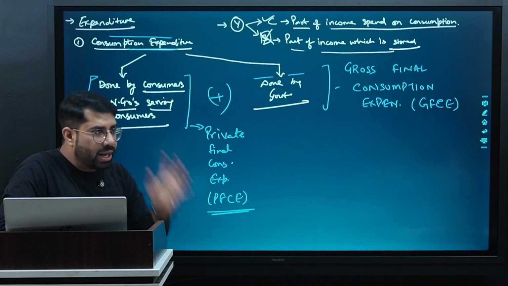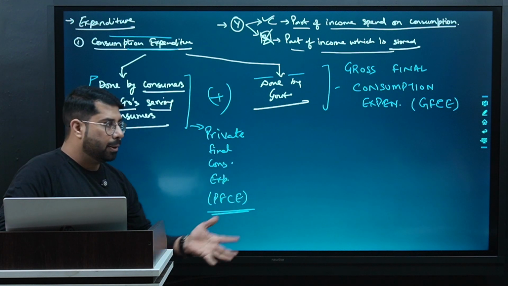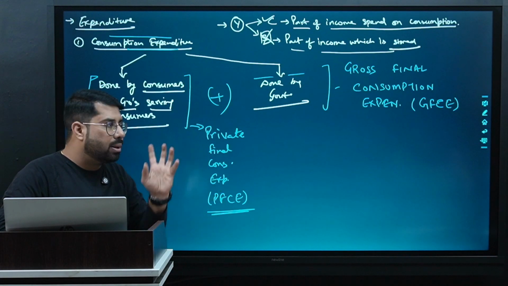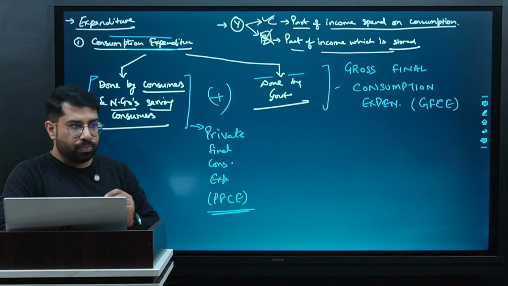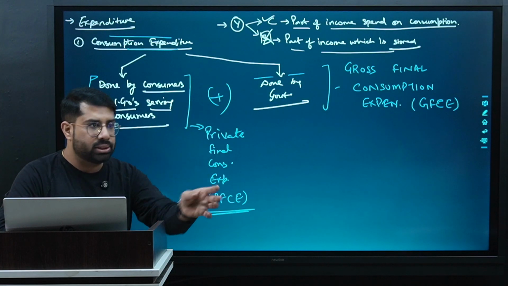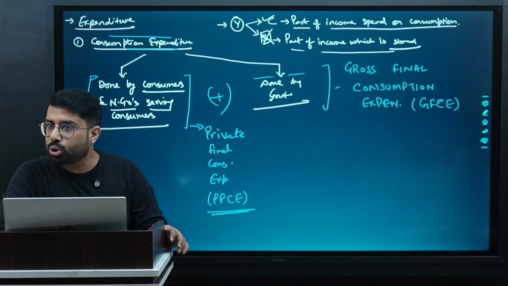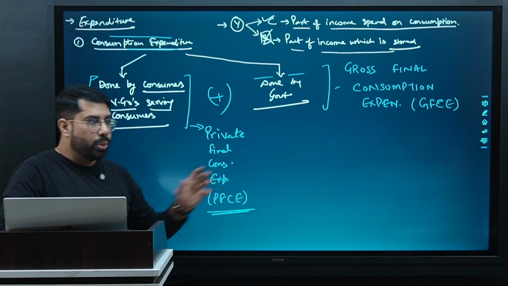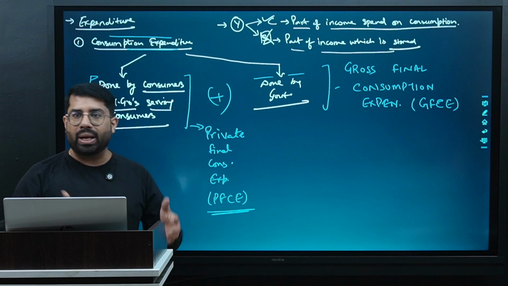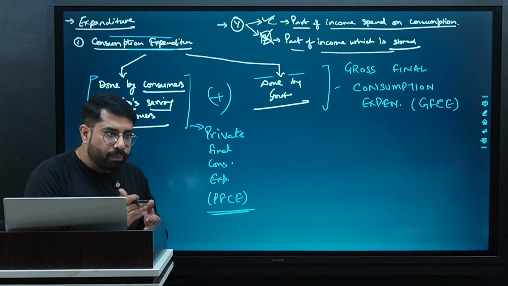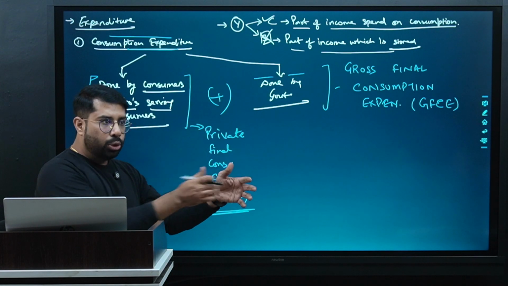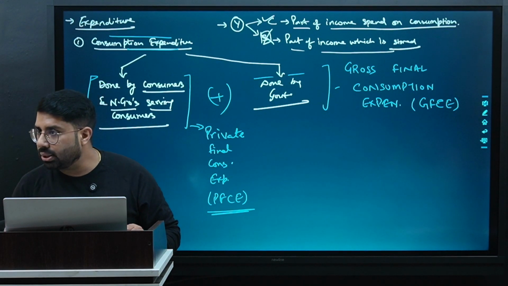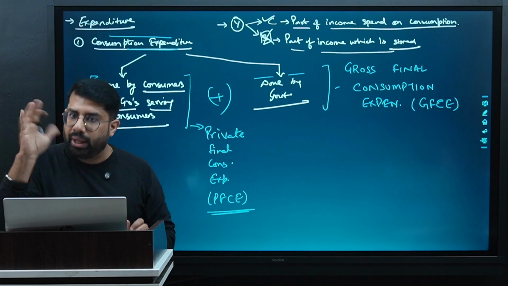Whatever money government is spending, which is being consumed by the consumers directly, like money spent on defense, education, healthcare, etc., will also be consumption. But who is spending the money here? Government. So we are making a separate category so that we can identify that government is spending money on these things, which consumers are consuming directly. That is the nature of consumption expenditure only.